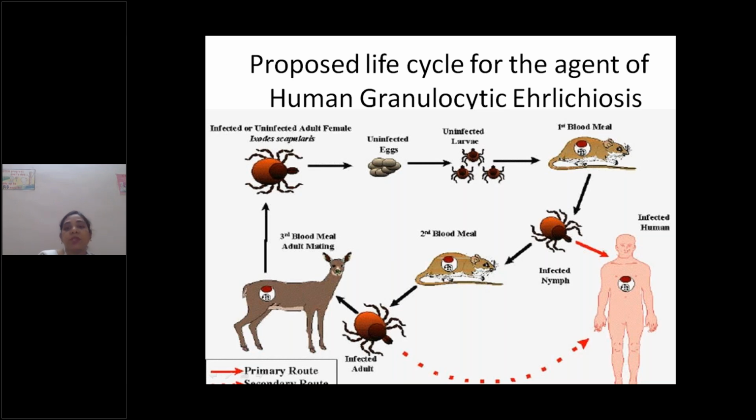Next, proposed life cycle for the agents of typhus. How do they transmit the infection to man? This is an infected or uninfected female tick carrying Rickettsia. They usually pass it on through eggs. From the eggs, larvae. What are the reservoirs? Rodents, right? From rodents again to ticks, or from ticks to man. Anytime man can acquire infection.